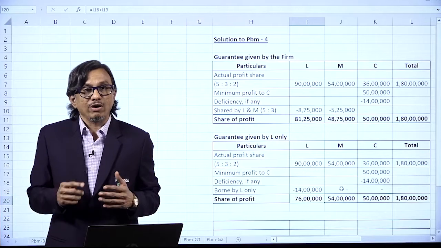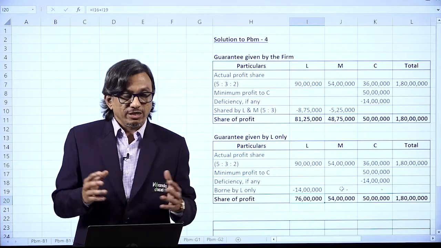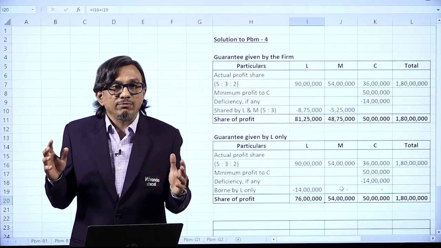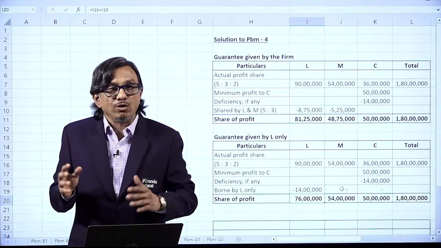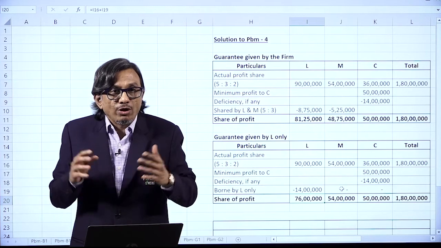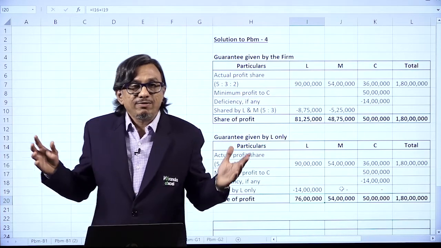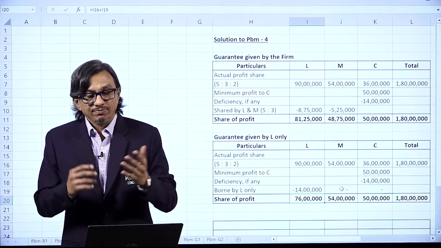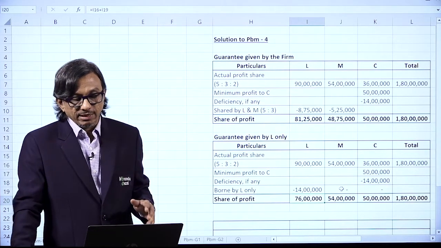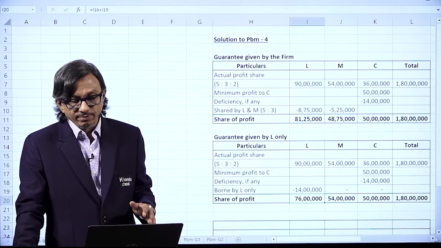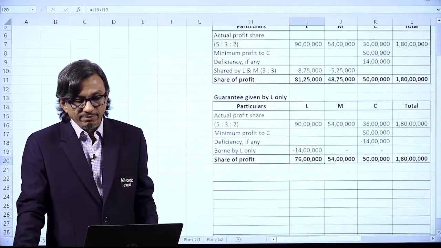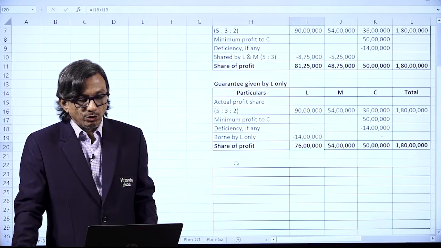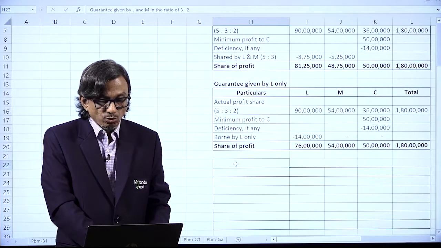So therefore, we have to find out what is the deficiency. That deficiency will be borne by L and M in the ratio of 3:2. 3/5 of the deficiency will go to L, 2/5 will go to M. Then you will get what is the profit share available to L, M, and then C. So let's go to that working, the third situation. Guarantee given by L and M, the ratio of 3:2.